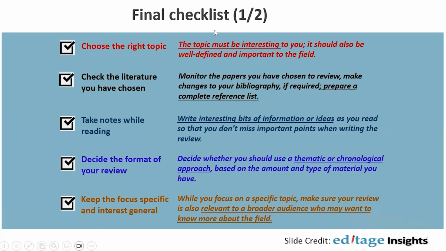So when you are done with the literature review, you can do some final checklist. Choose the right topic. The topic must be interesting to you. It should also be well defined and important in the field. Also check the literature you have chosen, monitor the papers you have chosen to review, and make changes to your bibliography if required. Prepare a complete reference list.